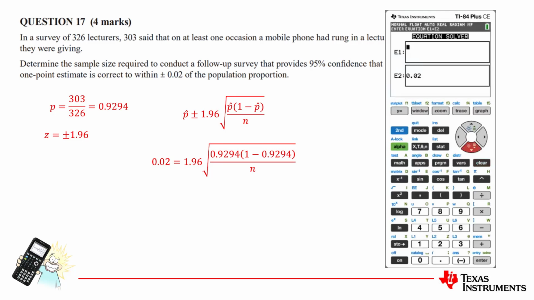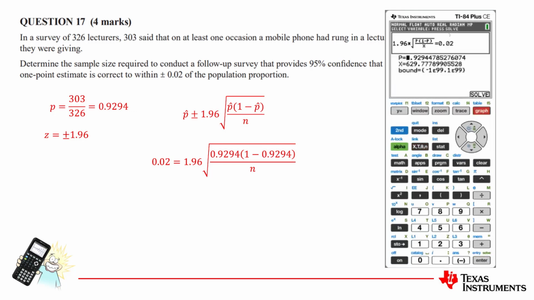Okay, so in my equation 1, I'm going to put in that upper limit using the positive 1.96. So I'm going to have 1.96 times the square root of, now if you remember, I had stored that population proportion under P. So I'm going to have alpha P times 1 minus P over X. And I'm solving for where that's equal to 0.02. So that's the within value of our population proportion.